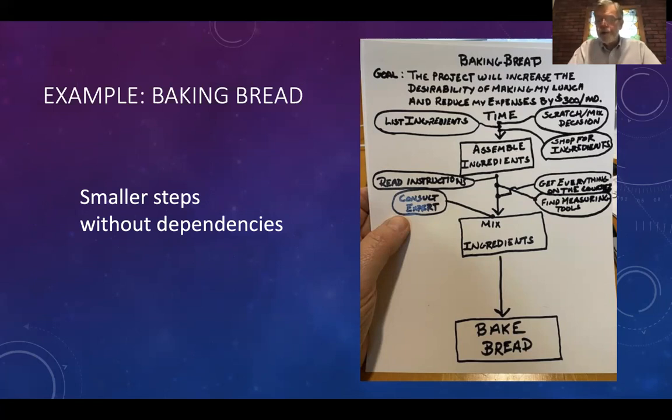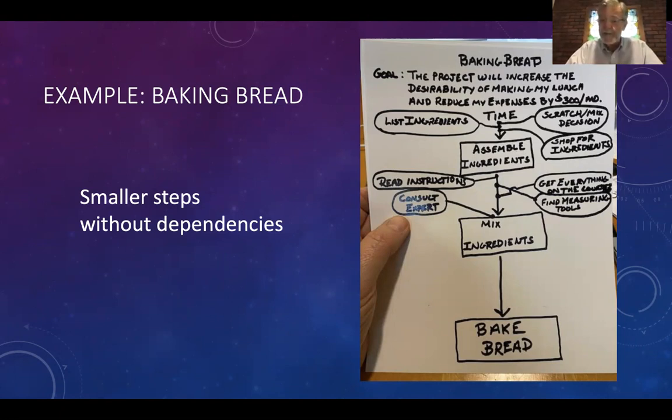Now, I've got another one here where my thumb is on the left-hand side. It says consult expert. What if I run into trouble? Who am I going to call? My expert may be YouTube. It may be calling my mom and saying, Mom, I've forgotten, how do you cream butter and sugar together, and why do I do that again? I may need to consult an expert. But notice where I drew the line. I drew the line to the next major step, not up to the timeline.